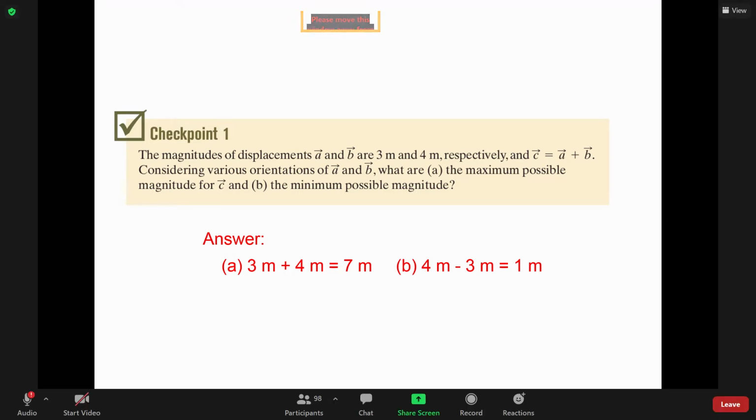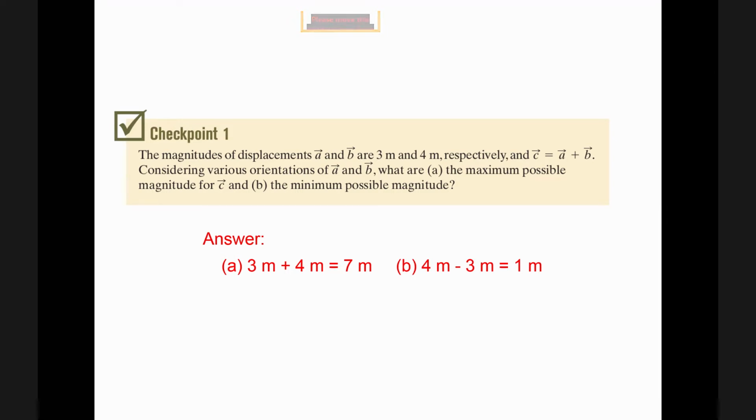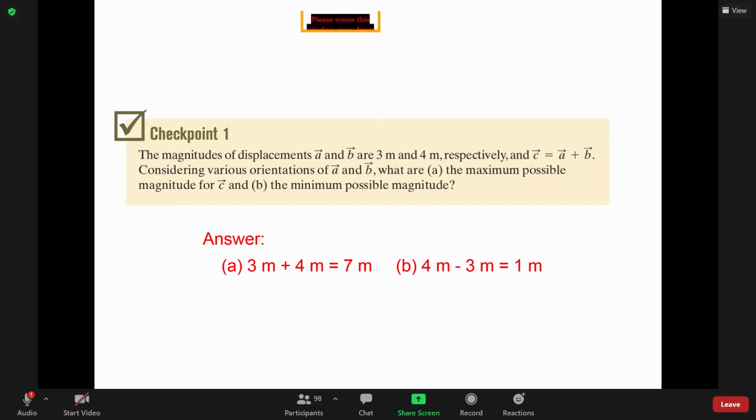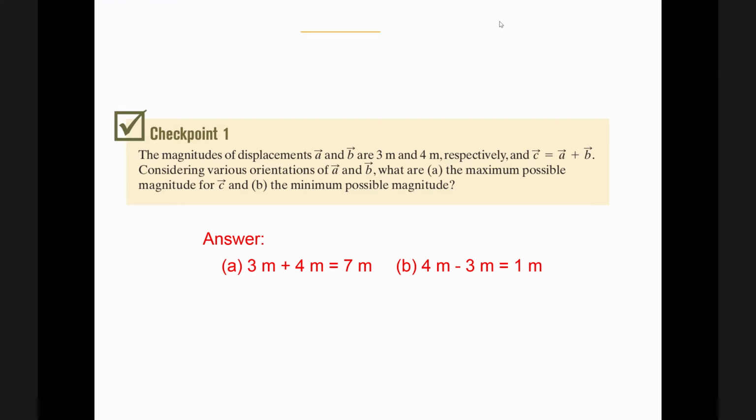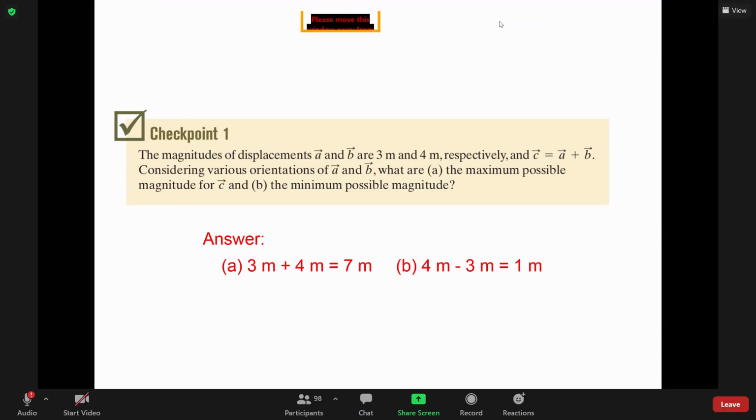So the difference between two vectors, when they are totally opposite, is the minimum value I can get. A opposes B, so the minimum magnitude is 1. Okay? Remember, the magnitude, absolute value, is length only. No, it cannot be negative. The magnitude has to be always positive.